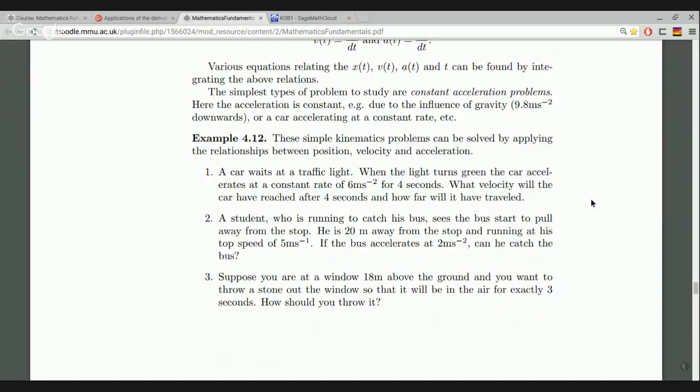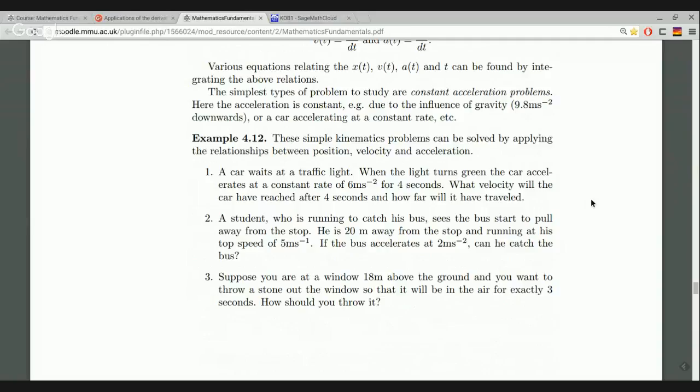A car is waiting at a traffic light, and the traffic light turns green. The car accelerates at a constant rate of acceleration, 6 meters per second squared, for 4 seconds. What will the velocity be after 4 seconds, and how far will the car travel? So it's a one-dimensional problem.